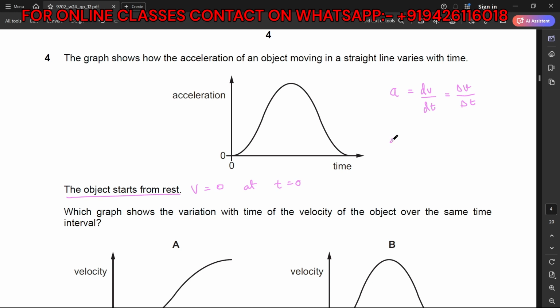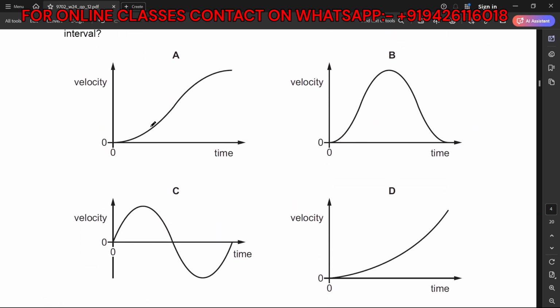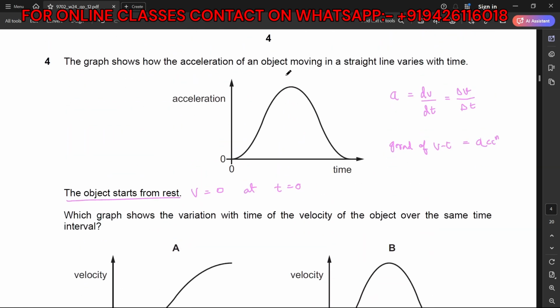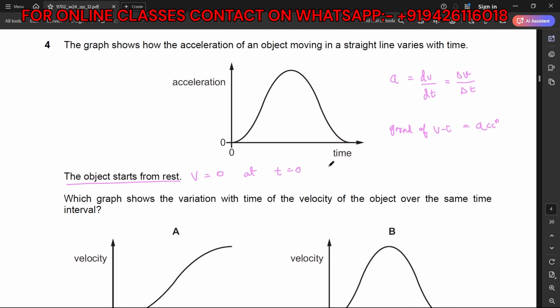So the gradient of a Vt graph is equal to acceleration. We know this. So from all the available options, if I just understand how the gradients are changing, and then compare with respect to our acceleration, then we'll be able to answer this.